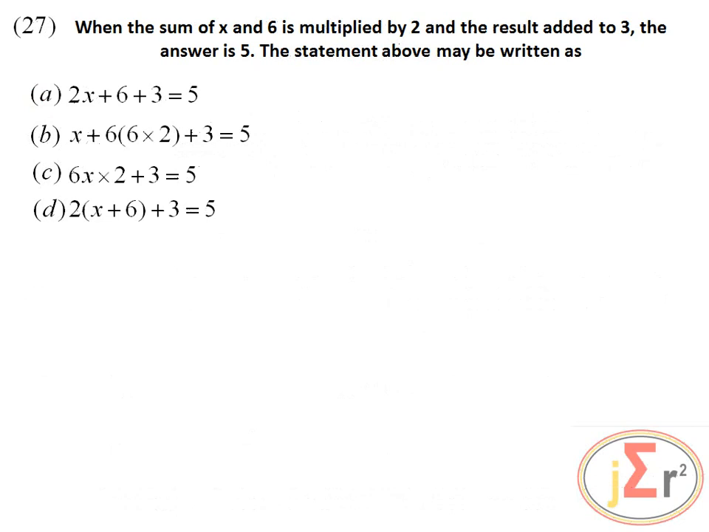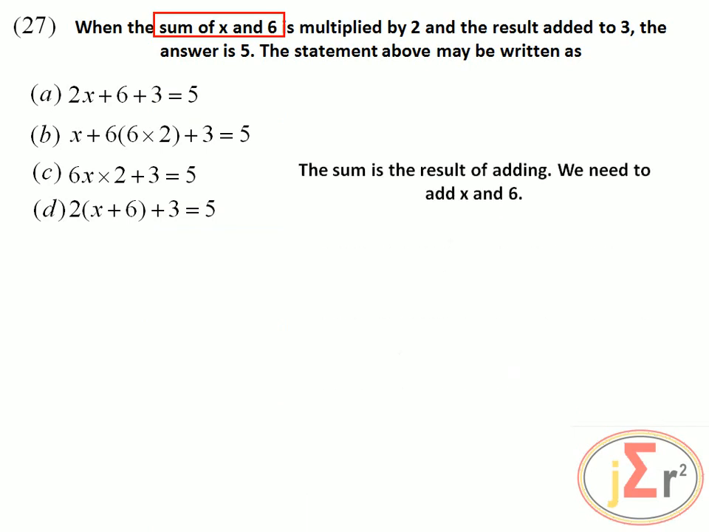When the sum of x and 6 is multiplied by 2 and the result added to 3, the answer is 5. The statement above may be written. How may we write that statement above? And we'll take this statement, the entire statement, one section at a time, dissecting, as it were, the entire statement.